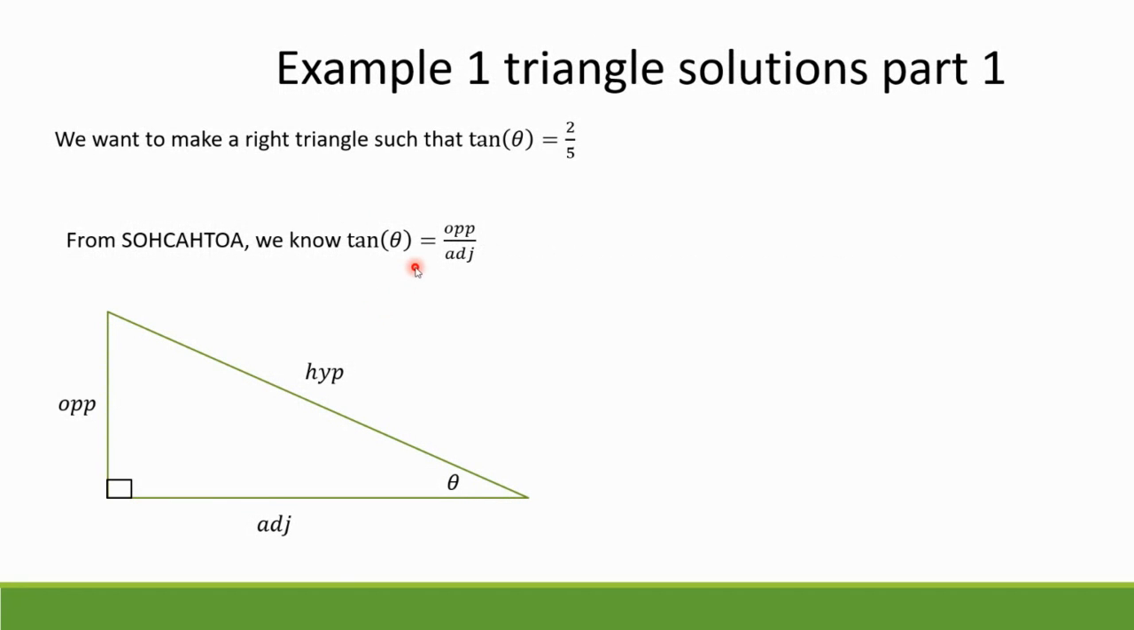So remember, tangent of theta by SOHCAHTOA is opposite over adjacent, and in this case it's 2/5. Here's our right triangle, from the previous slide, put here for convenience. For tangent of theta to be 2/5, we can set the opposite side to be 2 and the adjacent side to be 5. So the opposite side is 2, adjacent side is 5.